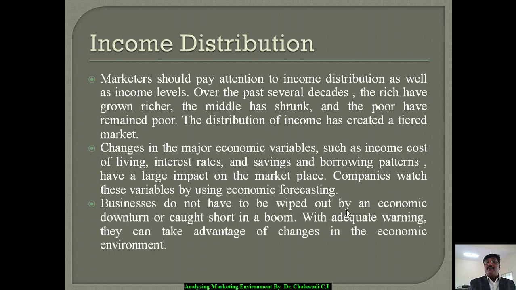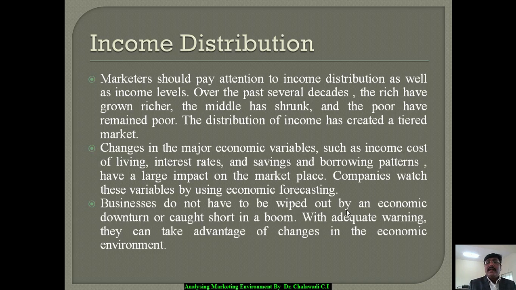Changes in the major economic variables such as income, right? The income of each person, income of the country, income of the state also differs. Like that, income of a person is also different, right? Standard of living is also different. Interest rate is also different. Savings and borrowing patterns are also different. These all have a large impact on the marketplace. So companies watch these variables by using economic forecasting.